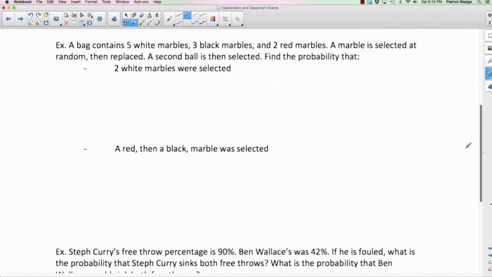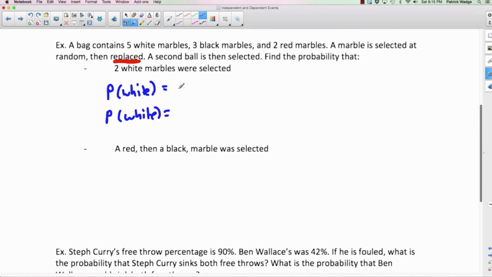Number 2. A bag contains 5 white marbles, 3 black marbles, and 2 red marbles. A marble is selected at random, then replaced. Thank goodness it's replaced. If it wasn't replaced, like we'll do next day, it would be dependent. A second marble is then selected. Find the probability that 2 white marbles were selected. So what we need to do is find the probability of getting a white, and then find the probability of getting a white again. Well, it's going to be exactly the same, isn't it? It's kind of silly, but let's do it.